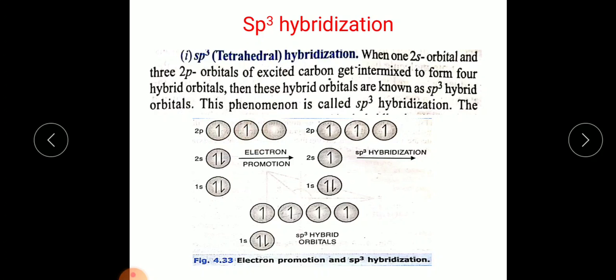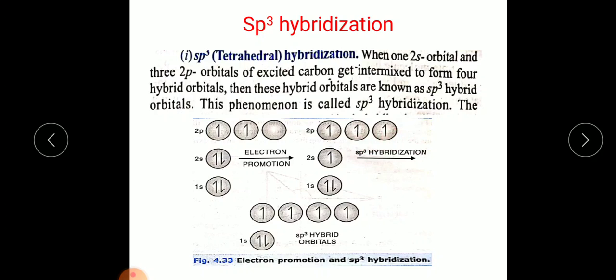So for the formation of 4 hydrogen bonds we need to have 4 unpaired electrons, but over here we don't have them. So what we'll do is we'll excite 1 electron from 2s to 2p. Okay, so the electron is promoted from 2s to 2p. Now if you see, the number of unpaired electrons will be 1, 2, 3, 4. So 4 unpaired electrons, so it can form 4 bonds.